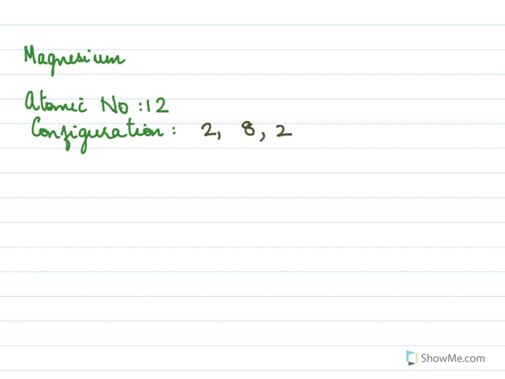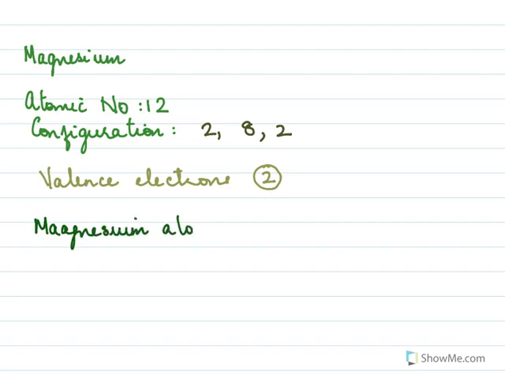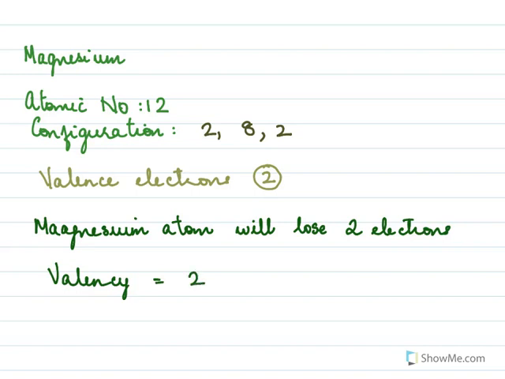Now for magnesium. Magnesium atomic number is 12. So the electronic configuration is the distribution of electrons, so it would be 2, 8, 2. So we see valence electrons. Here are 2 valence electrons. So to get stability, the magnesium atom will lose 2 electrons. And hence, if it loses 2 electrons, the valency will be equal to 2.